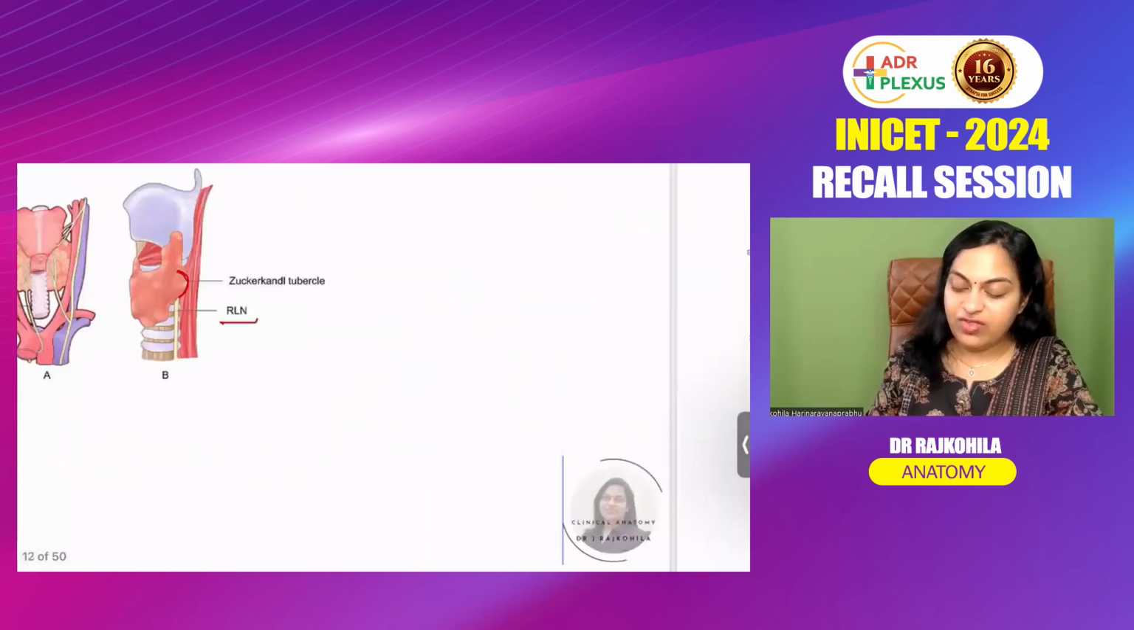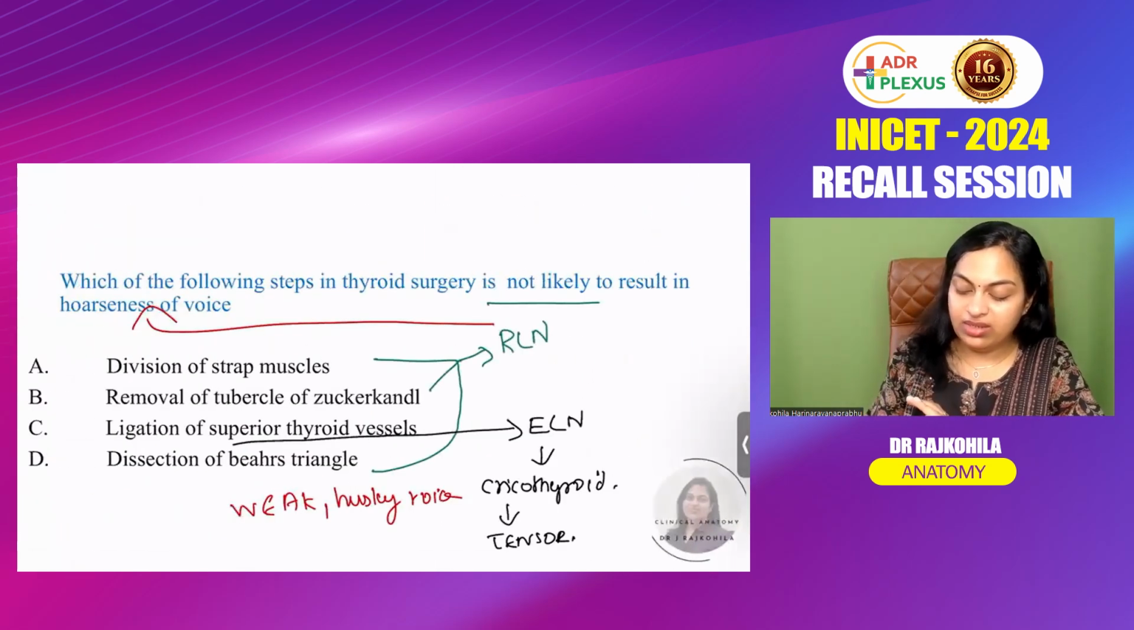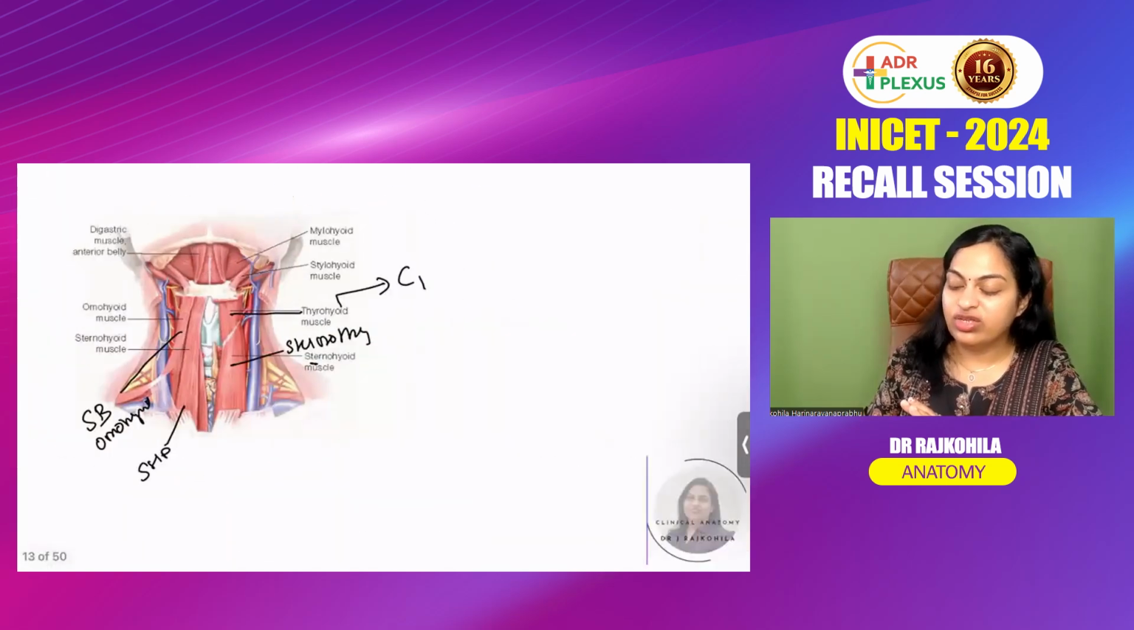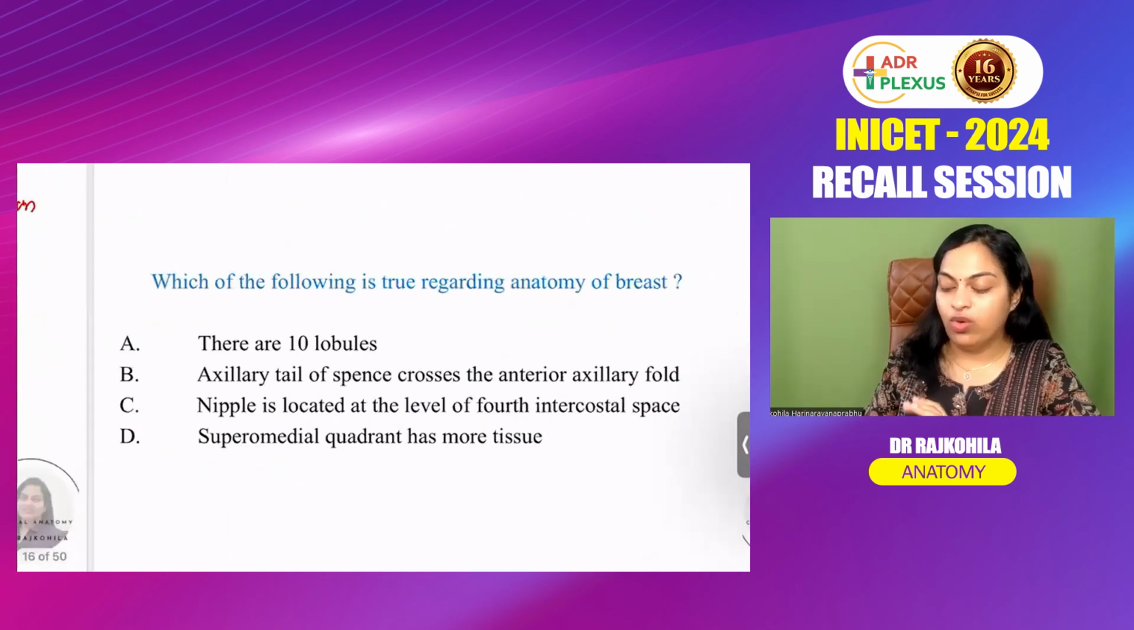So yes, the best option is going to be here. Ligation of the superior thyroid vessels will injure the external laryngeal nerve, leading to a weak husky voice.